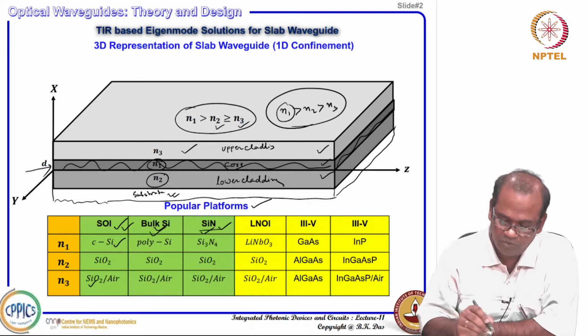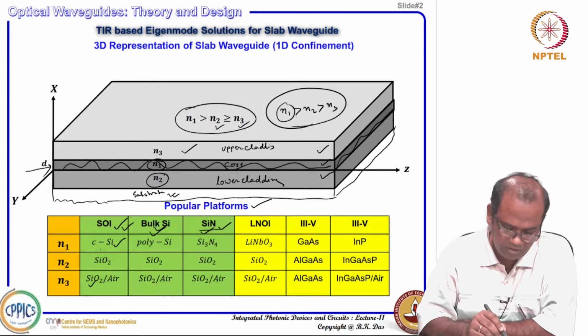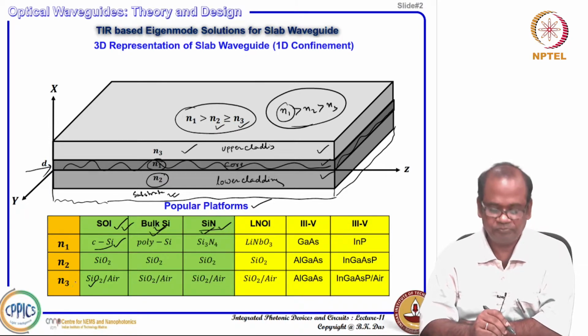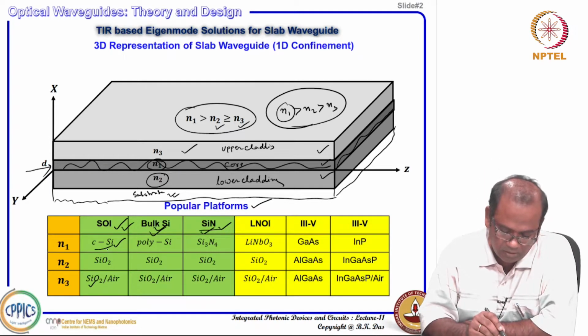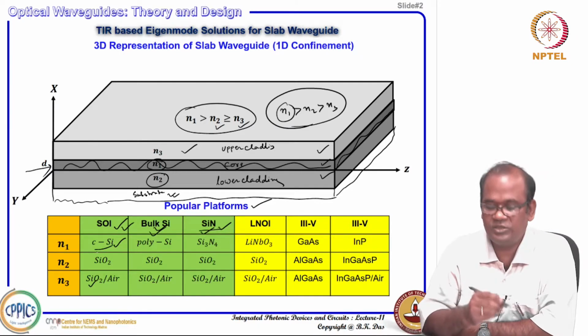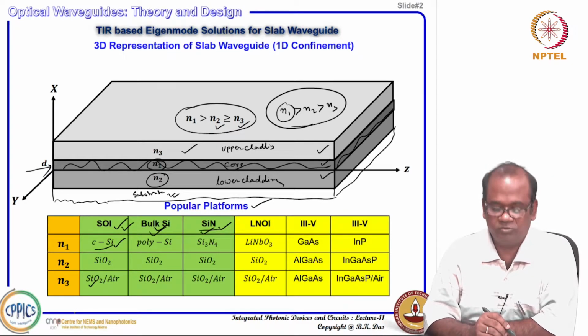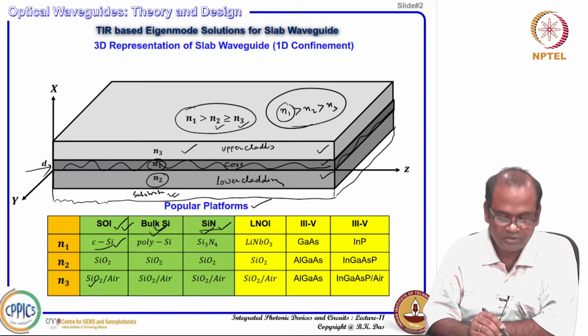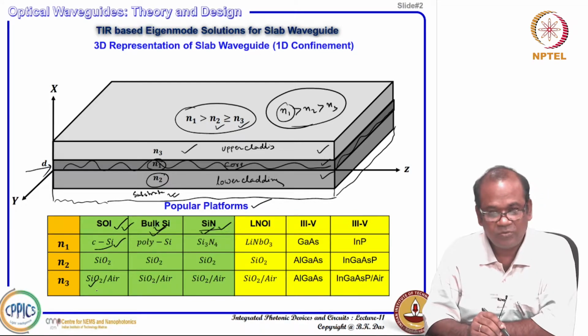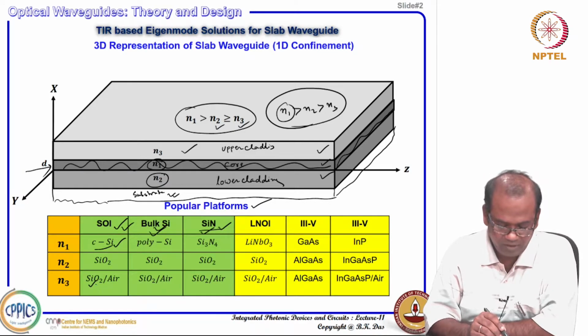So, this is just one example I have given. Normally for silicon on insulator, the silicon crystal refractive index is on the order of 3.47, silicon dioxide is relatively less, 1.45, and then again the top cladding is also silicon dioxide or air.